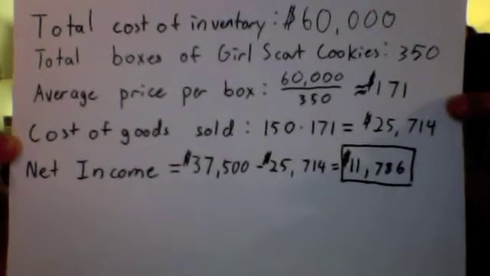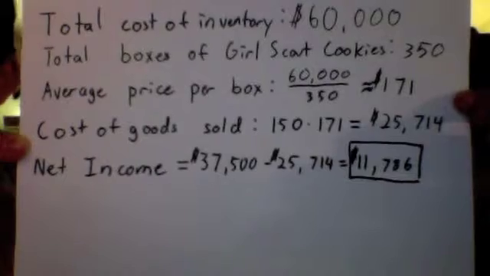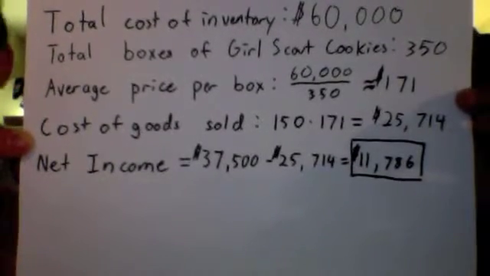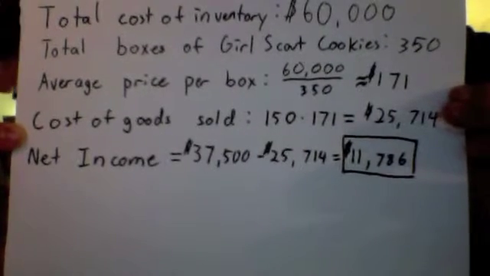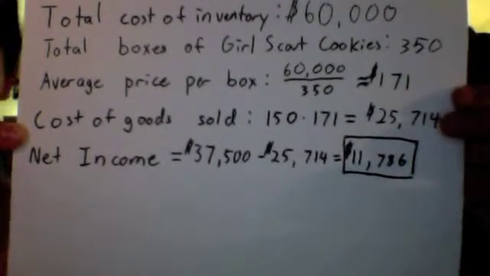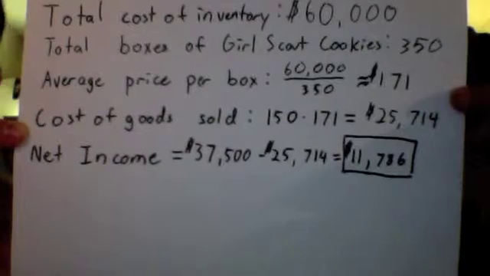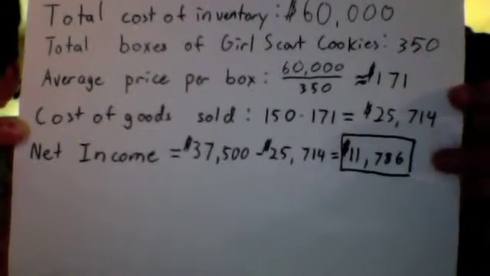Therefore, the cost of goods sold is equal to 150, the amount of boxes sold, multiplied by the average cost per box, 171, giving us a net income, gross income minus cost of goods sold, of 11.7K.